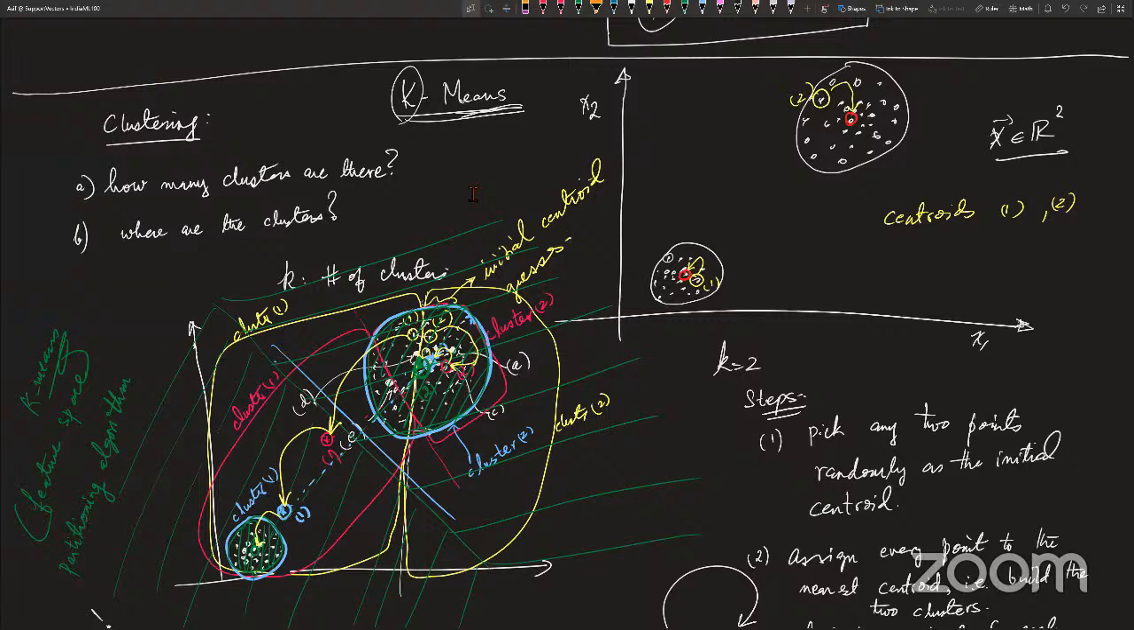So, sir, if we have data distributed in circular ways, peripheral, in that way, k-means is able to find the centroid, the cluster. Yes, yes, very well.